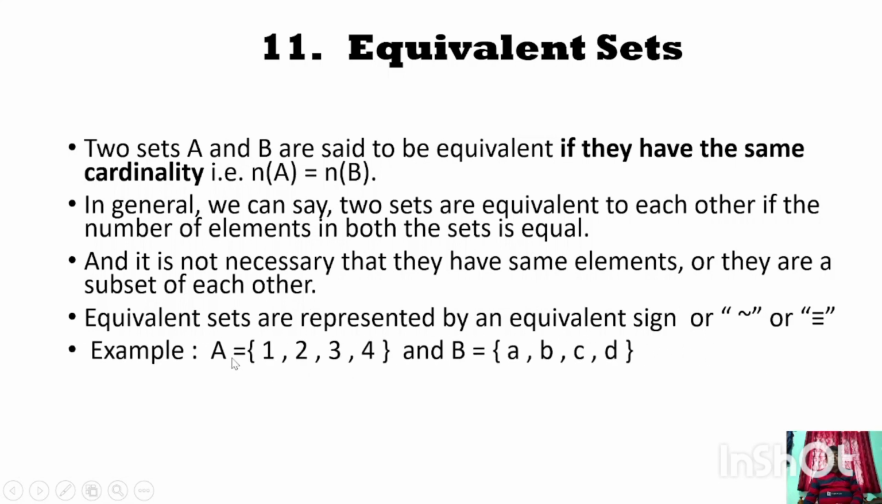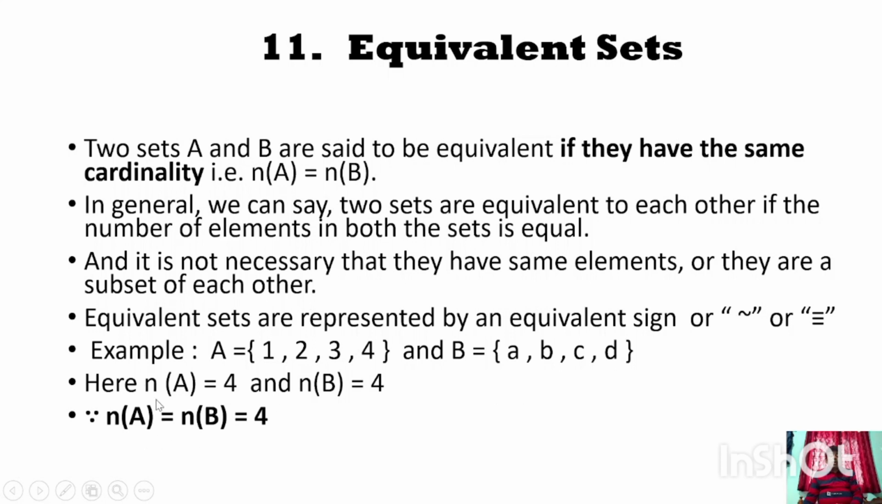One example: suppose A is equal to 1, 2, 3, 4 and B is equal to a, b, c, d. Two sets are here. Can you see the number of elements of the set A is 4, and the number of elements of the set B is also 4? It means n of A is equal to n of B is equal to 4. They have the same cardinality. That's why the sets A and B are said to be equivalent sets. The set A is equivalent to set B, and this is the sign to represent equivalent sets. Right?